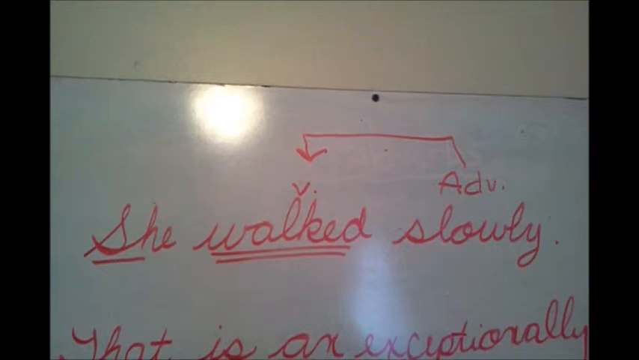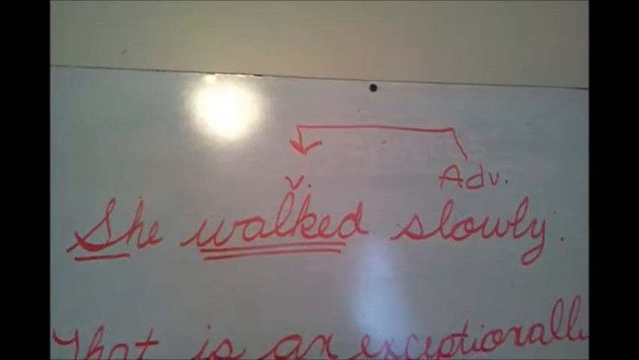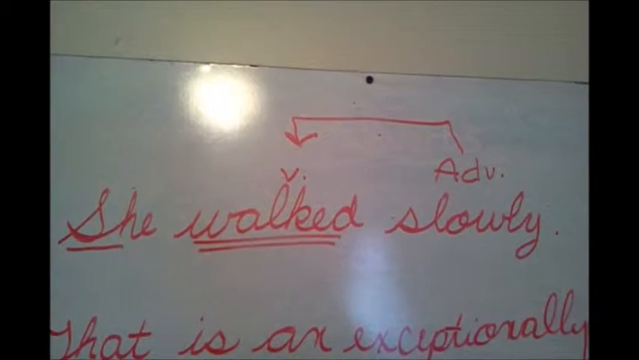Okay, in this example, she walked slowly. We have an adverb modifying a verb. Walked is the verb, and slowly tells how she walked.